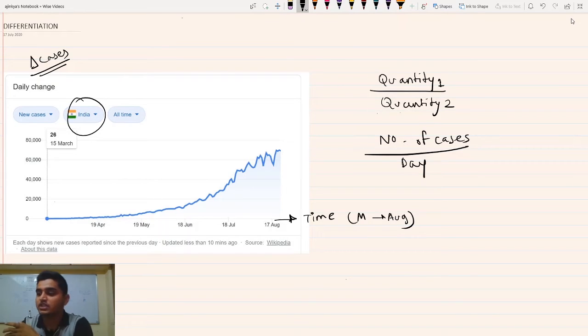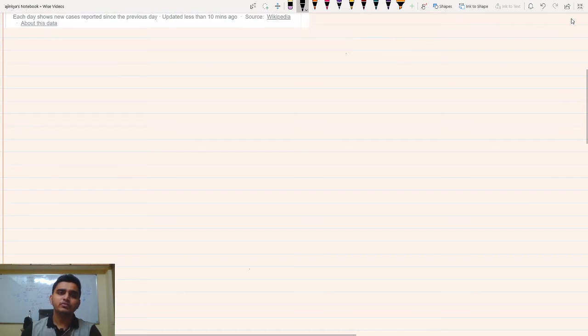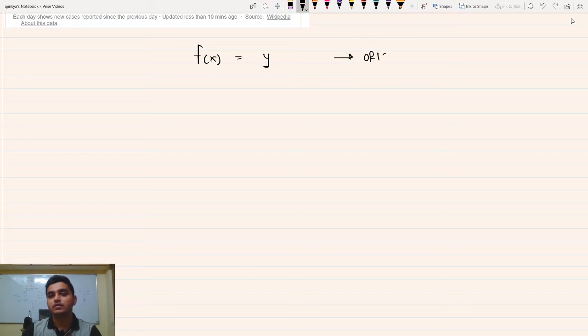So, differentiation we have stated as the rate of change of a varying quantity with respect to another quantity, but we can't state this for the purpose of mathematics. So, for mathematics, we have some kind of notations. Let's say we have a function f of x equals y, right? And let's take this function to be the original function. When you differentiate this function, we get f dash of x, which we also call y dash.